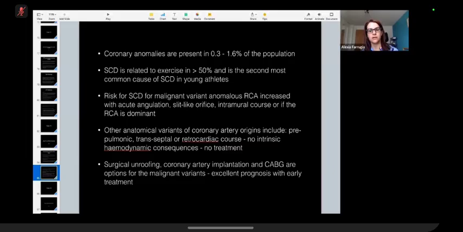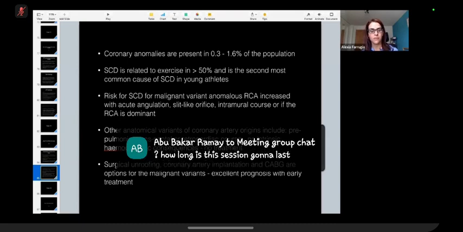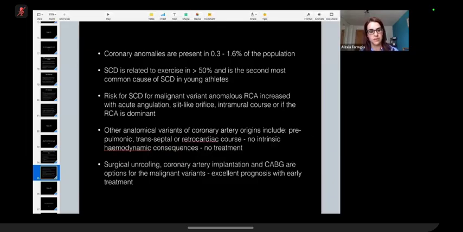There are other anatomical variants as well, but these are not malignant courses. Prepulmonic, transseptal, or retrocardiac, but these have no hemodynamic consequences, so they require no treatment. And the treatment for a malignant course would be surgical unroofing, coronary implantation, or a CABG. These are the options for the malignant variants. And the patients do very well with early treatment.